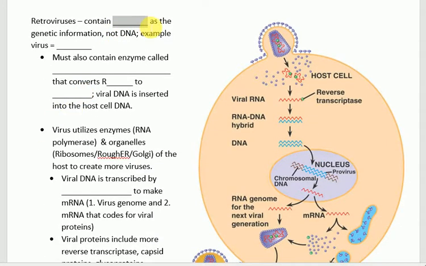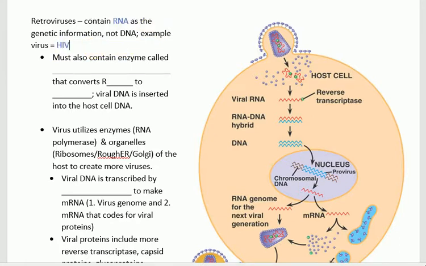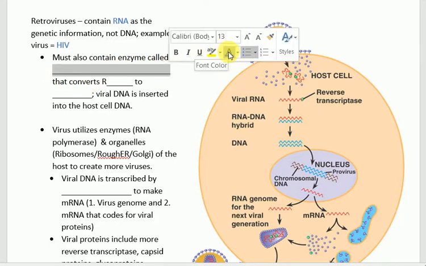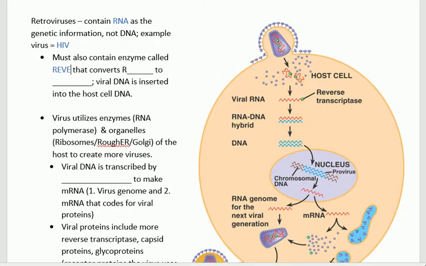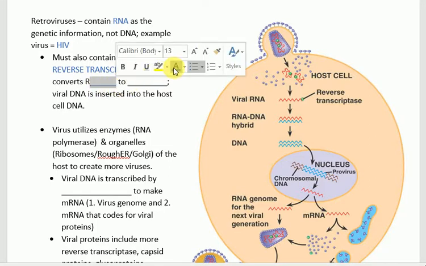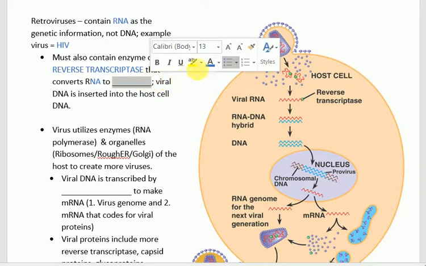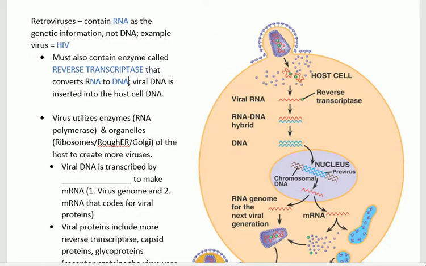Retroviruses are going to contain RNA as the genetic information, not DNA. So an example virus, the most popular one that most people know about, is HIV. These must also contain an enzyme called reverse transcriptase. And this reverse transcriptase is going to convert RNA into DNA. So viral DNA is then going to be inserted into the host cell.